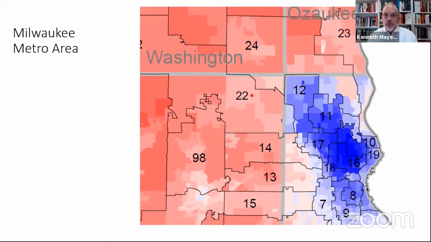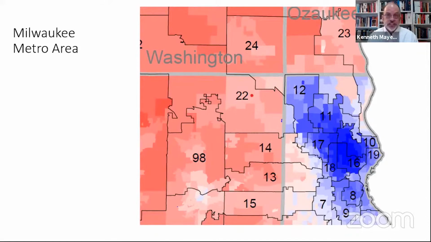Similarly, the 24th district contains pieces of Milwaukee, Ozaukee, Washington, and Waukesha County. But the area in the 24th district in Milwaukee County is a 60% Democratic area, but it was submerged into an area of heavily Republican voters that was essentially twice as large.